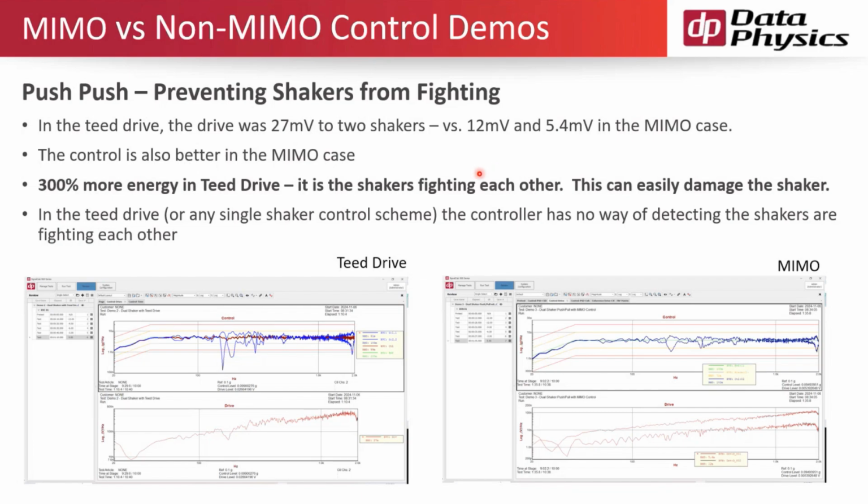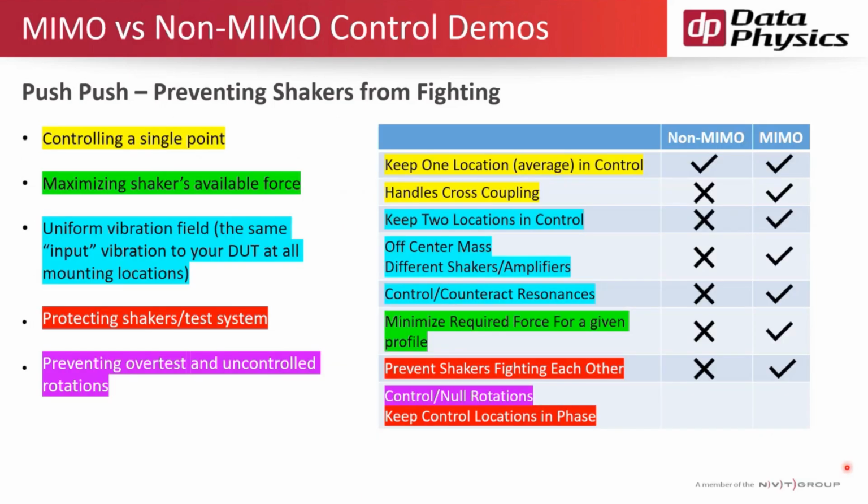And I don't notice anything from my feedback sensors. My feedback sensors don't give me any indication that that's happening. All right, so if you're using a non-MIMO controller, it actually has no way of knowing whether your shakers are fighting each other, let alone the ability to compensate for it. Okay, so preventing shakers from fighting each other, the non-MIMO controller is not able to do it. The MIMO controller has it kind of baked into the algorithm.